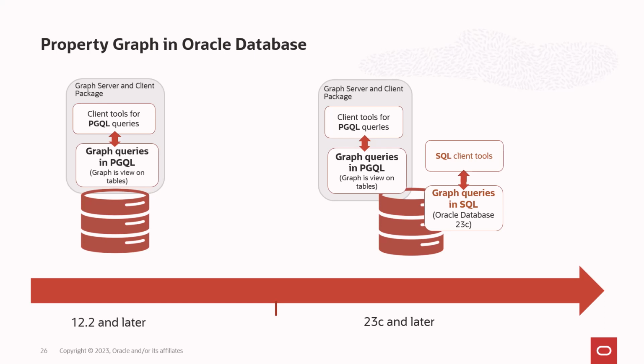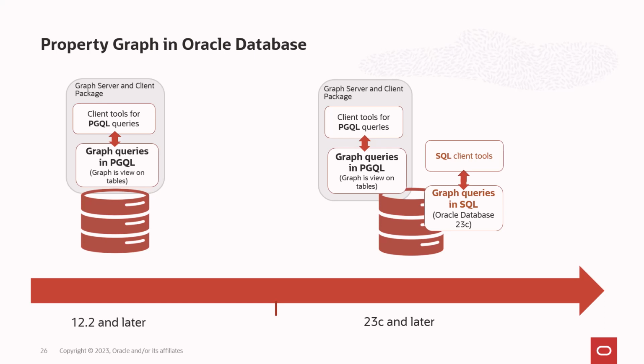And also we introduced a middleware that is called the Graph Server that needs to be installed on top of a, let's say, 19c database, and through which you have to go if you want to create a graph model and query it in PGQL. So you have a strong dependency on this graph server and on this syntax PGQL.